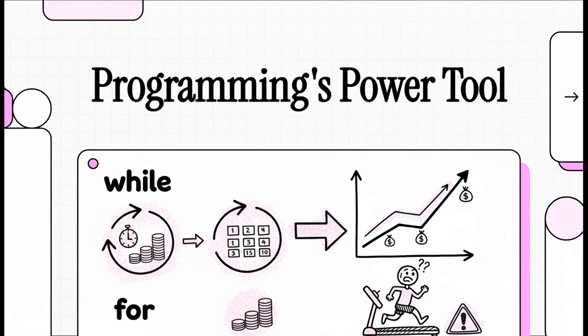What do your favorite video game and that app you use to order lunch have in common? Well, deep down at their core, they both rely on a really simple but incredibly powerful idea, repeating an action over and over. Today, we're going to dive into programming's ultimate power tool for automation, the loop.